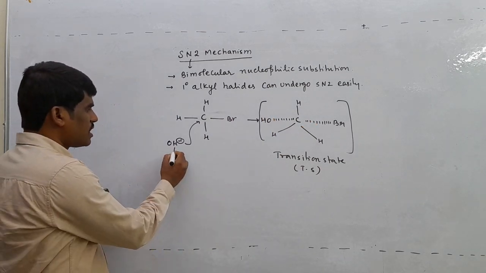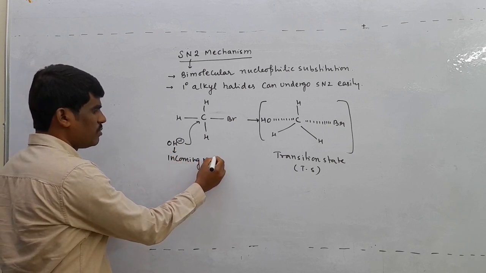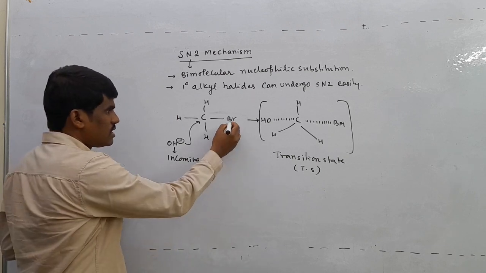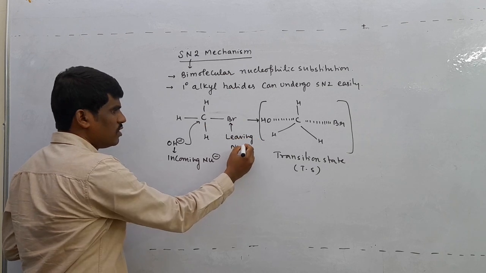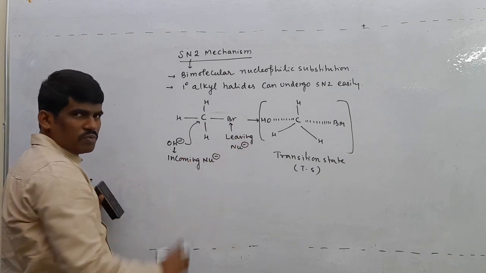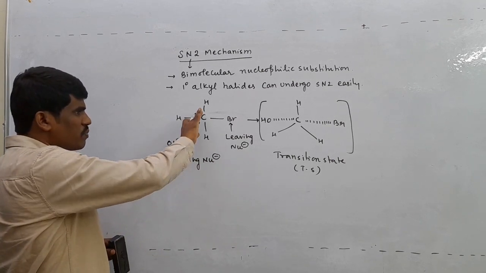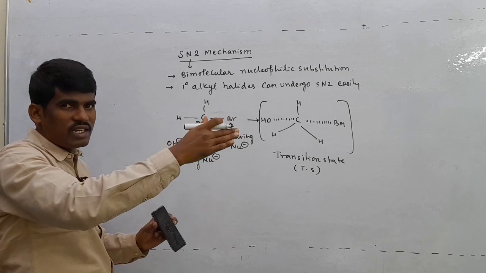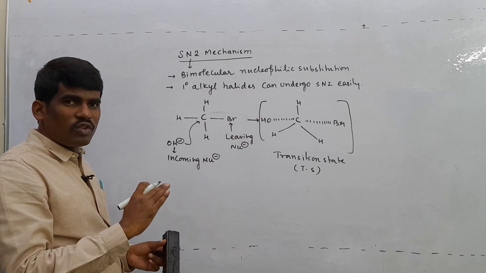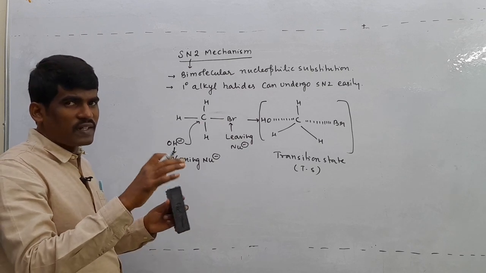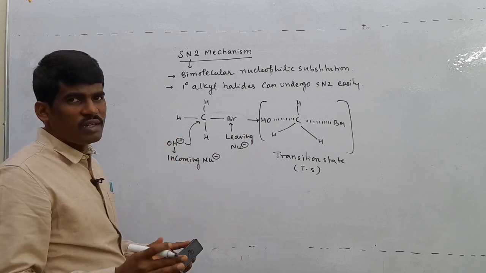This is called the incoming nucleophile. I am labeling the nucleophile as Nu minus, whereas this is Br minus, the outgoing leaving group. The incoming group attacks from the back side because Br is leaving simultaneously from the front side. Both the leaving group and the attacking group work at the same time.